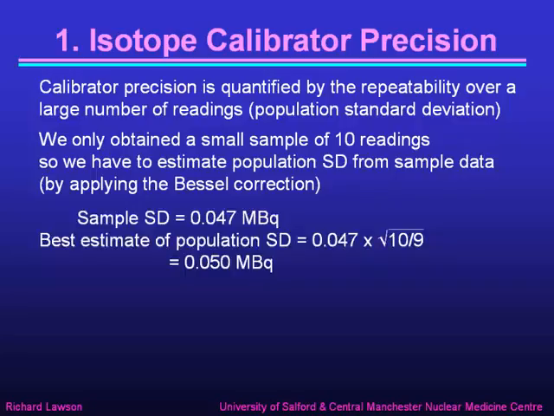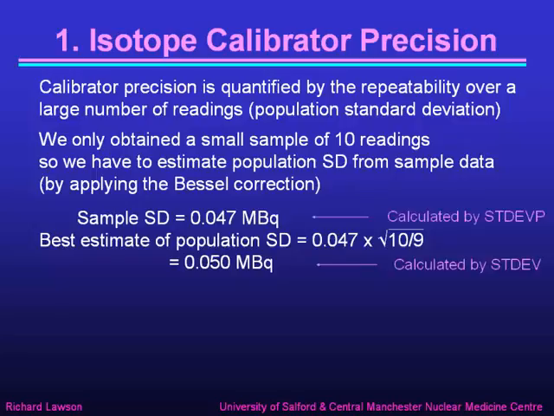Now we've already seen that the sample standard deviation was 0.047 megabecquerels, so our best estimate of the population standard deviation is that multiplied by the Bessel correction of root n over n minus 1, or root 10 over 9, and that comes to 0.050 megabecquerels.